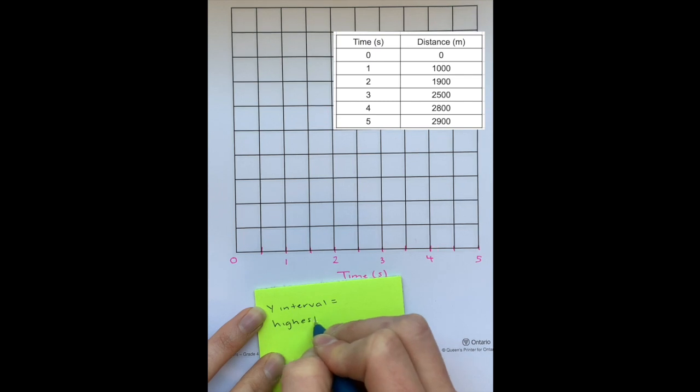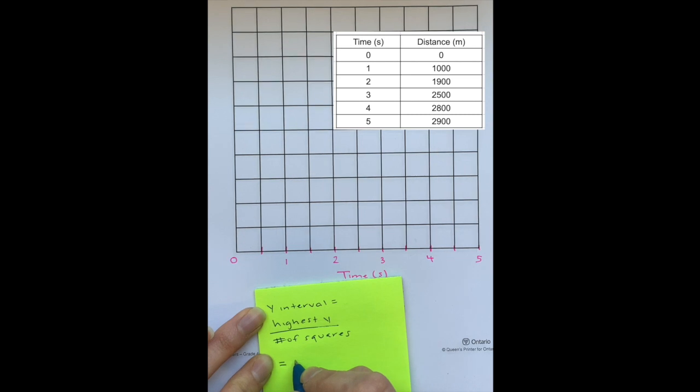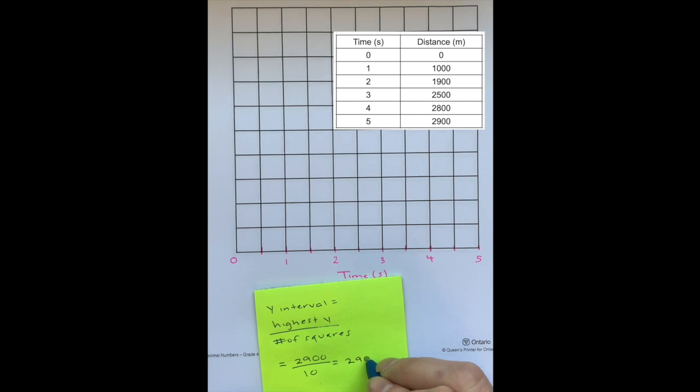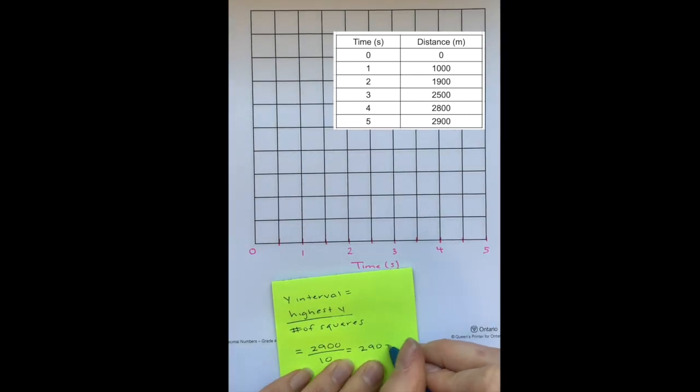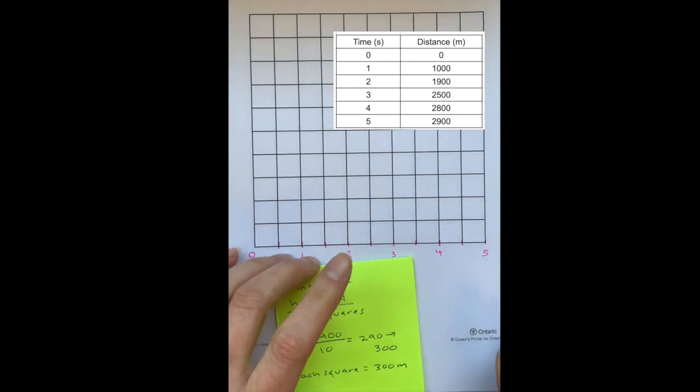We'll use the same process to calculate the interval for the y-axis, looking at my highest y value and the number of squares on the y-axis. This is a 10 by 10 grid, so I do have 10 squares on the y-axis as well, and I see that my highest y value is 2900. I know that 2900 divided by 10 is 290. But 290 is not a nice even number, so I'm going to go ahead and round it to 300 so that I have nice even numbers on my interval. So that tells me that every square on my y-axis should be equal to 300 meters.